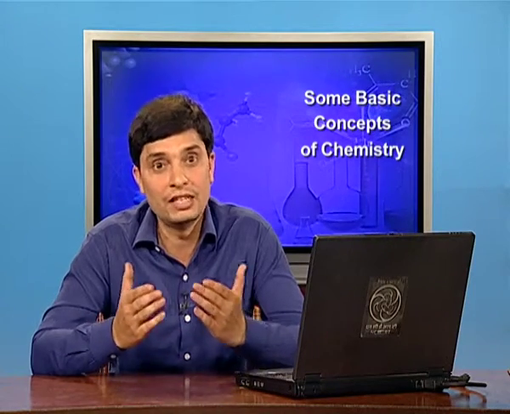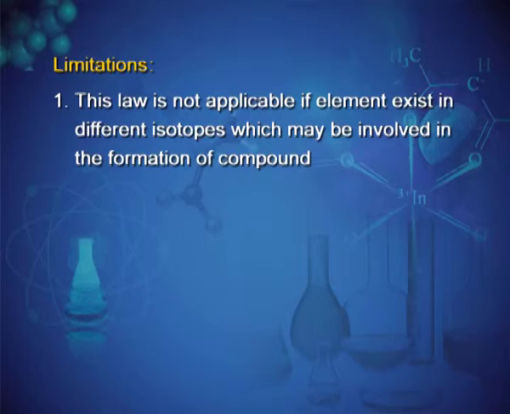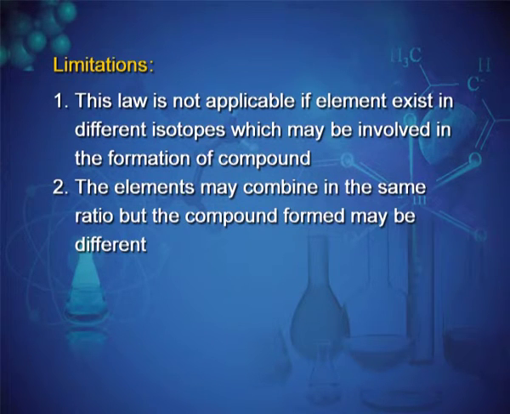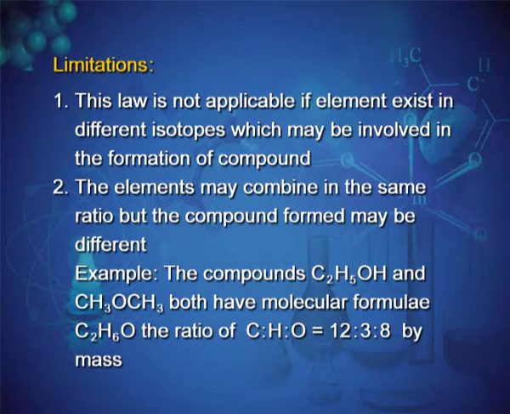There are certain limitations of this law also. The first is that this law is not applicable if the element exists in different isotopes, which may be involved in the formation of compounds. Second, the elements may combine in the same ratio, but the compound formed may be different. We will take an example. The compounds C2H5OH, that is ethanol, and CH3OCH3, that is dimethyl ether, both have the molecular formula C2H6O.